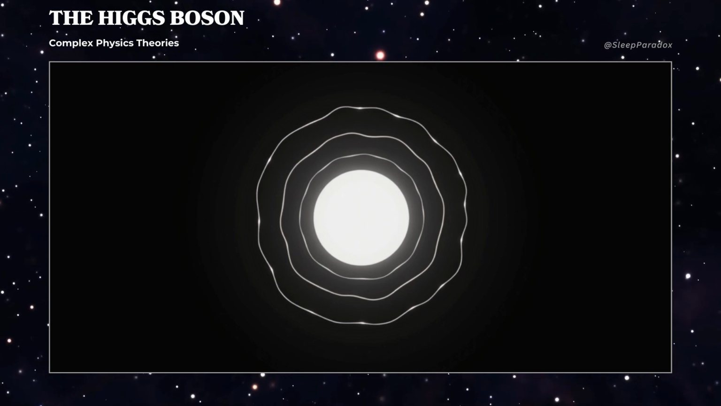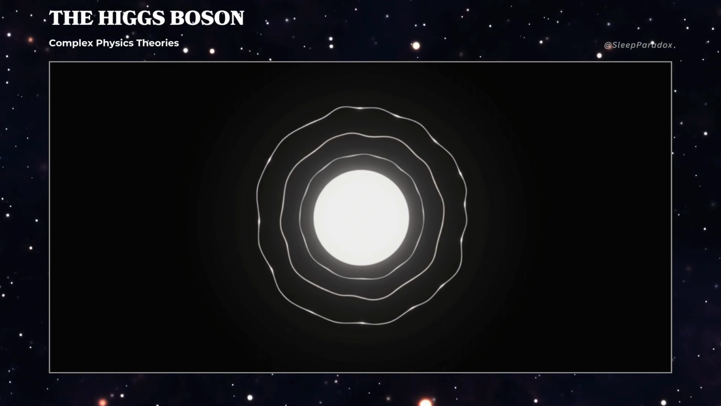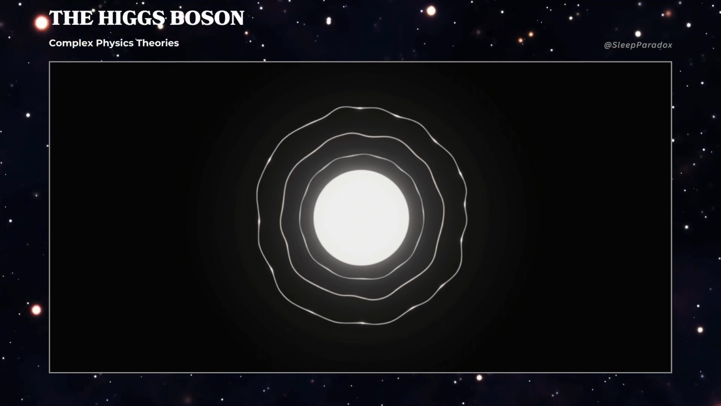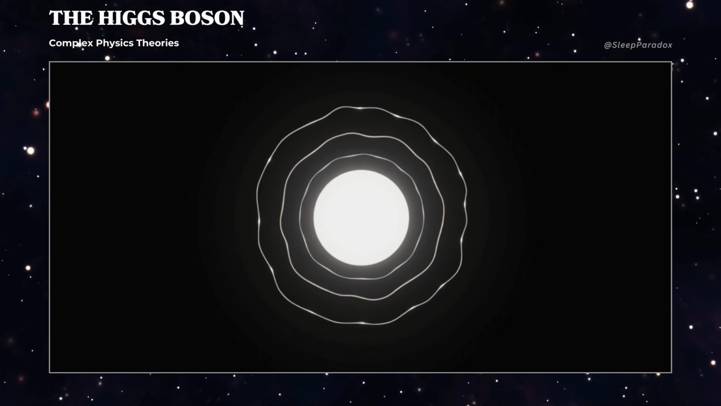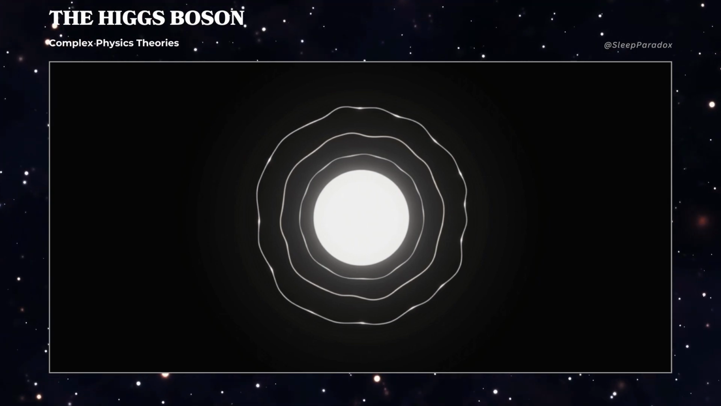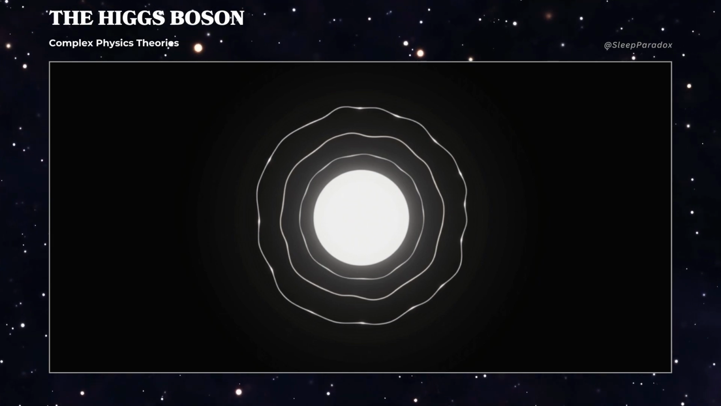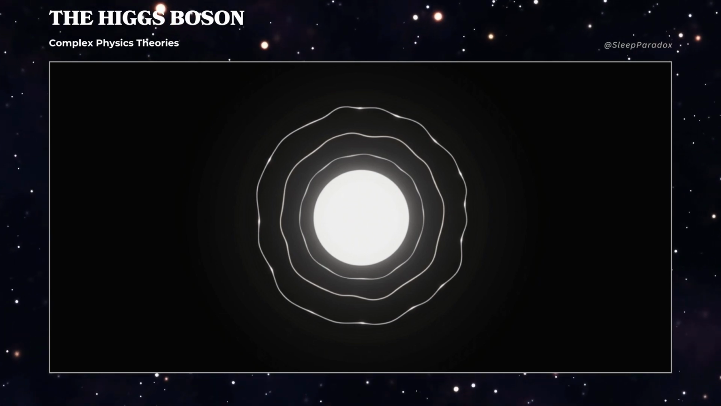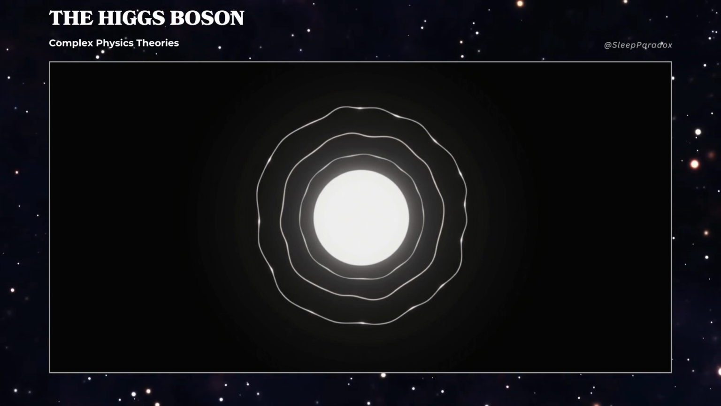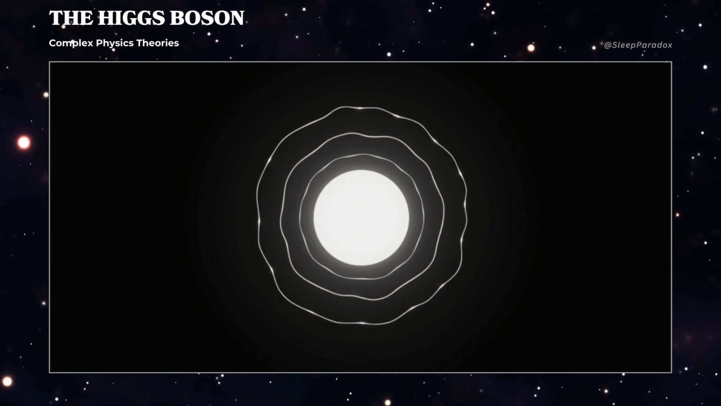Let's start with the question, why do particles have mass at all? In the standard model of particle physics, particles like electrons, quarks, and W and Z bosons are initially massless in the theory's equations. But in the real world, we know they do have mass. The Higgs field solves this puzzle.